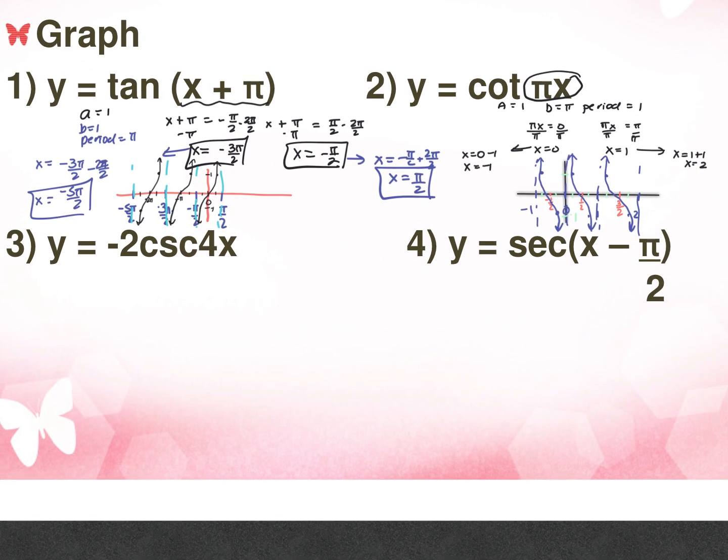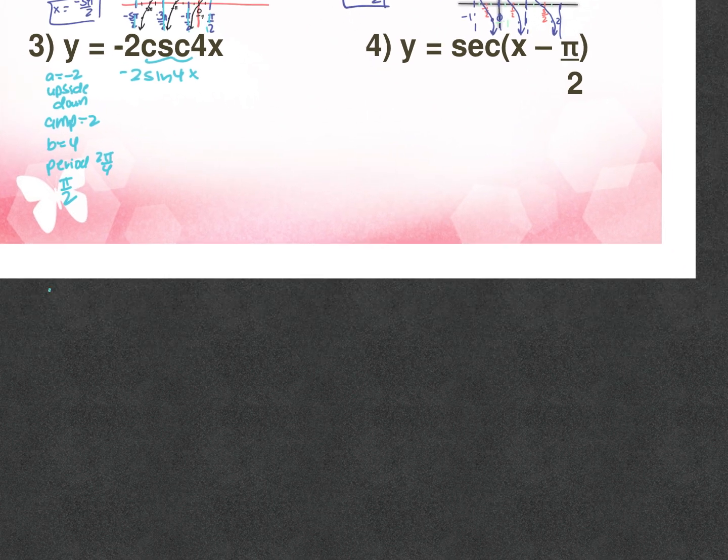Okay, now we go to number 3. So number 3 is cosecant, which means we're actually going to graph sine first. My A here is negative 2, so this is upside down. The amplitude is 2. The B is 4, so the period is 2 pi over 4, which is pi over 2. So the first key point is 0, and then pi over 2 times 1/4, pi over 2 times 1/2, pi over 2 times 3/4, and then pi over 2 is the last one.